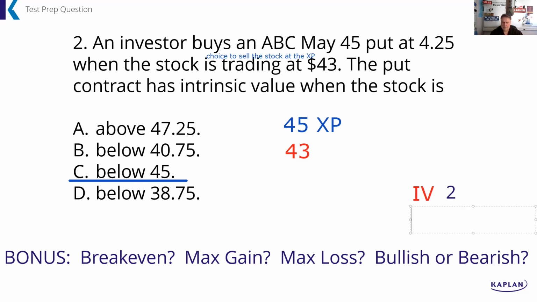Okay, and then it says for fun, why don't we just go ahead and demonstrate our prowess or lack thereof? The break even is going to be 45 minus 4.25, which I think is 40.75. The max gain is when it goes all the way to 0. There's one contract here. So that would be 40.75 all the way to 0, so $4,075. Max loss is the premium, smart bear, $425. And you are bearish. So those were our bonus questions.